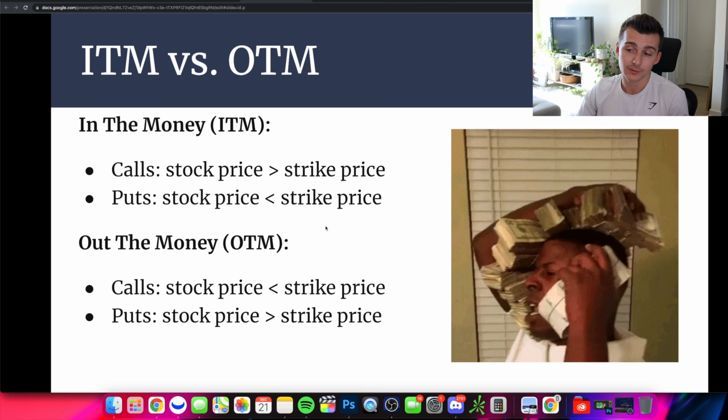Now, out of the money, it's the reverse side. For calls, a call is out of the money if the stock price is below the strike price, and a put is out of the money if the stock price is above the strike price.